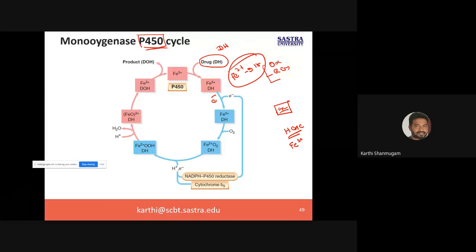Immediately after that, O2, the oxygen molecule, enters the cycle, which converts the Fe2+ DH into the Fe2+ O2 DH complex. Again, a proton and an electron are needed, and the source for this proton and electron at this point can be taken either from NADPH P450 reductase or cytochrome B5.